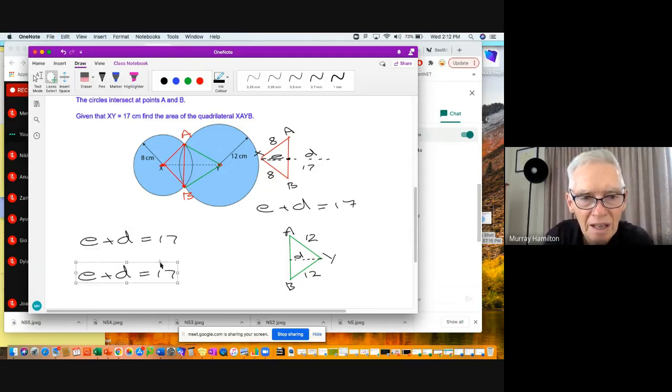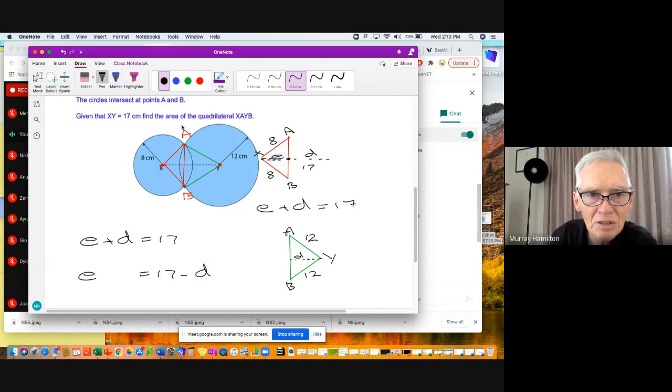And what I'm going to do is take this D and put it to the other side. When I change it to the other side, the plus becomes a minus. So E plus nothing, so there's nothing there now. And we see that it is now E is 17 minus D. So that's pretty important that we know how to do these sorts of things. So I'm going to highlight that underneath. E is 17 minus D.